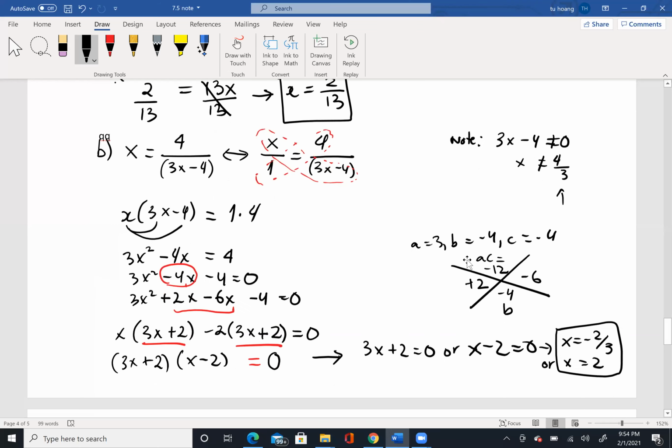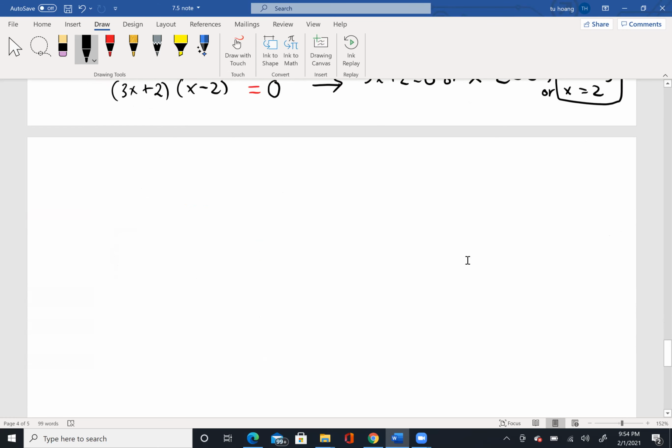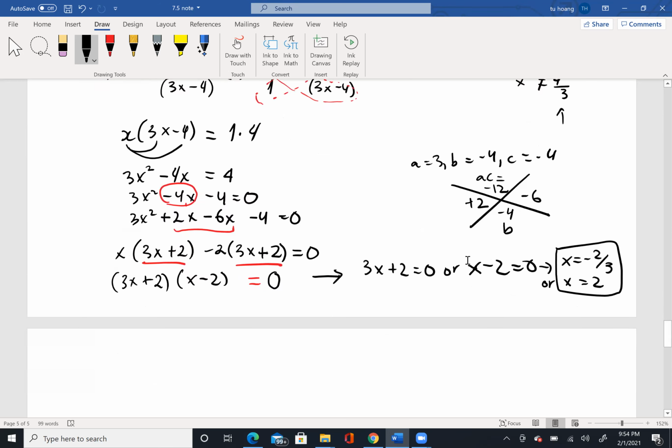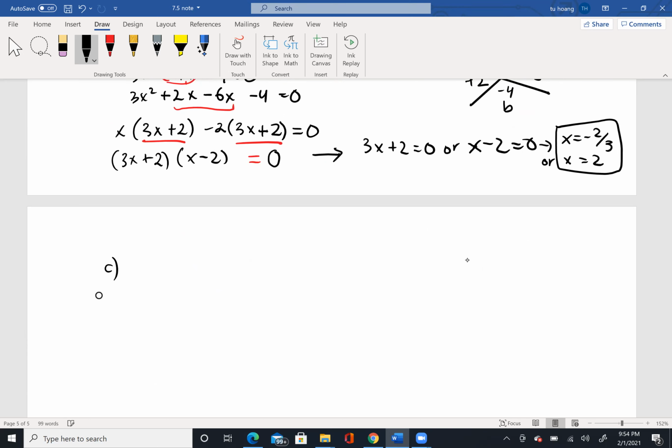Okay, so let's move on. Let me see, I have another problem. What was the last one? B. Okay, now let's have another one. C. If I have 1 over x plus 2 over x equals 3 over 7, all right?